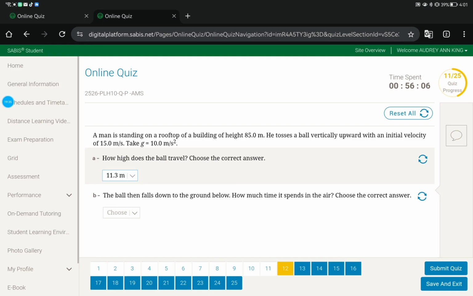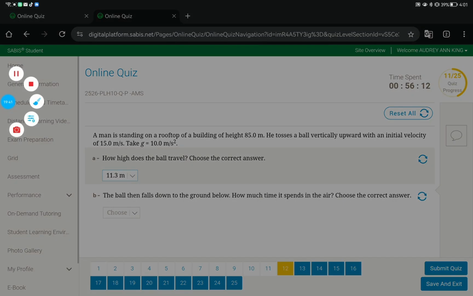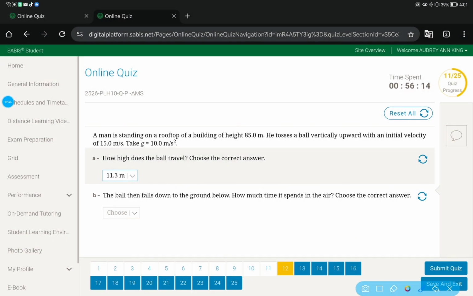And then for part B, the ball then falls down to the ground below. How much time does it spend in the air? Okay.